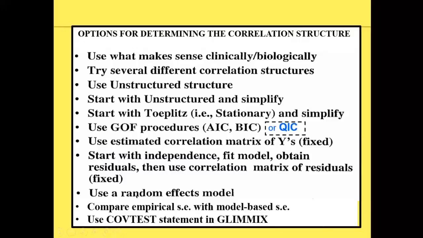Another one is to use the estimated correlation matrix from the Ys, from the actual data themselves. In other words, you have a bunch of responses on each person. You have 100 people and 6 responses on each of them. Form that correlation matrix and use that as the input. Whatever it is, it's probably going to be unstructured, but use that correlation matrix as a fixed correlation matrix. In other words, put those numbers in there.